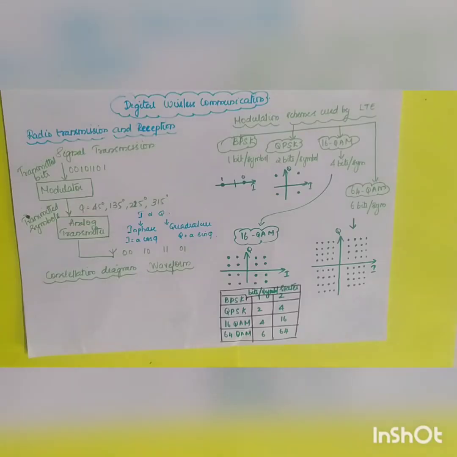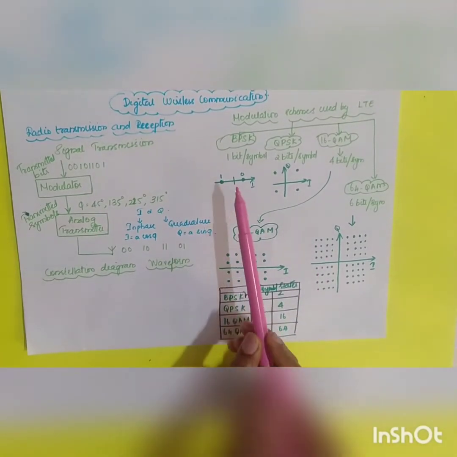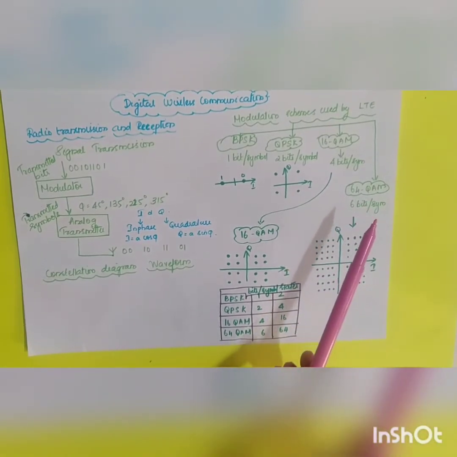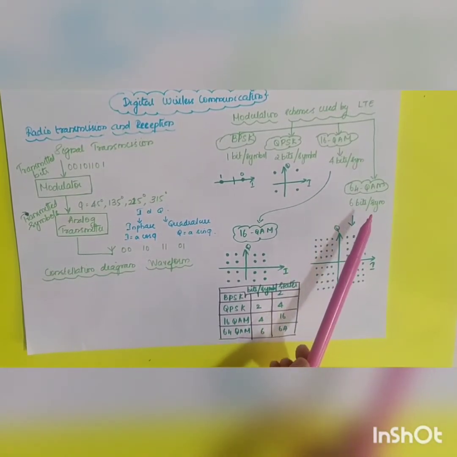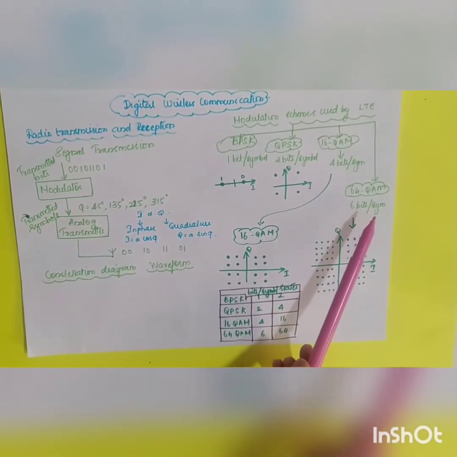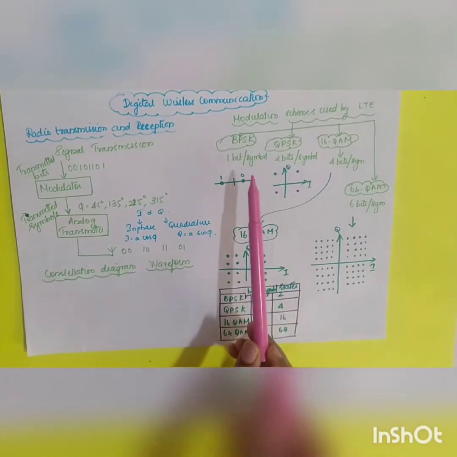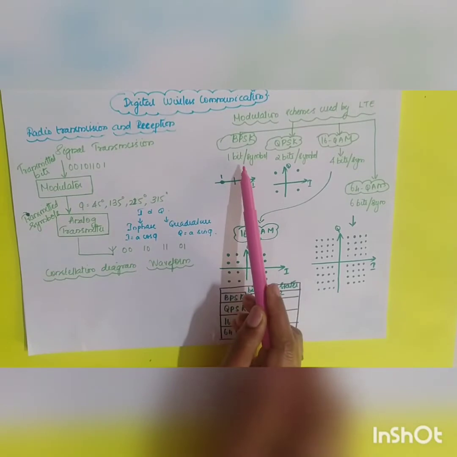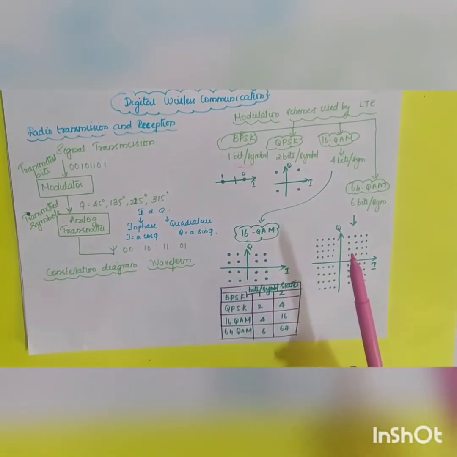So the next topic is radio transmission and reception. In the case of digital wireless communication, the radio transmission is mainly done by four different types. One is binary phase shift keying, quadrature phase shift keying, 16 QAM, where QAM stands for quadrature amplitude modulation, and 64 QAM, that is 64 state quadrature amplitude modulation. In the case of binary phase shift keying, you have 1 bit per symbol transmitted. Either it will be 0 or 1, binary.